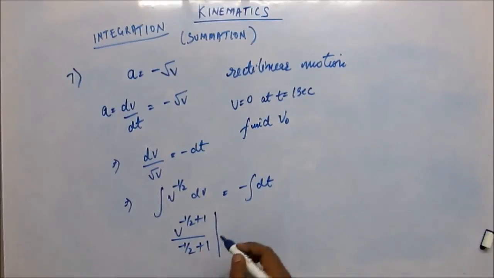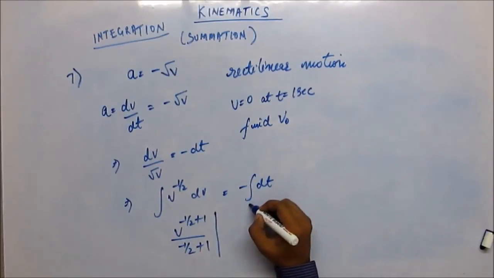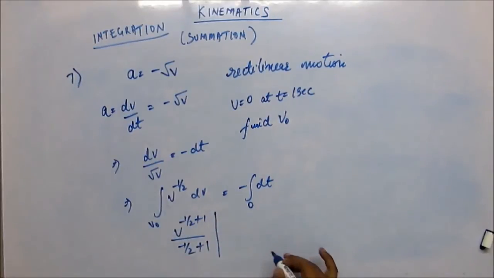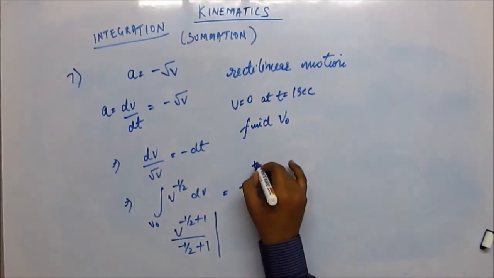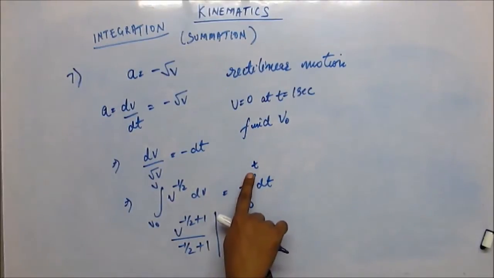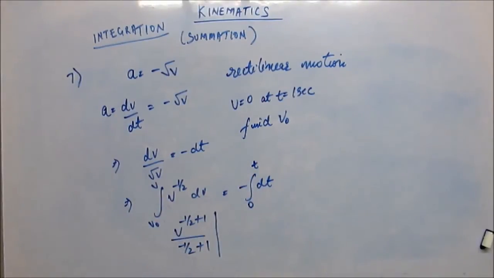So integration of this would be v to the power minus half plus 1 upon minus half plus 1 with proper limits. Now the limit of integration, we start with t equal to 0. There is some initial velocity, we are calling it v0, and we reach time t and there is some final velocity, we are calling it just v. This is how we put the limits correspondingly. At t equal to 0, what is the velocity? At t equal to t, what is the velocity? And after integration we put these values.